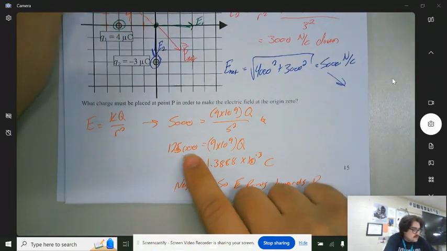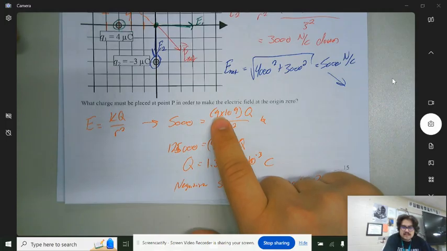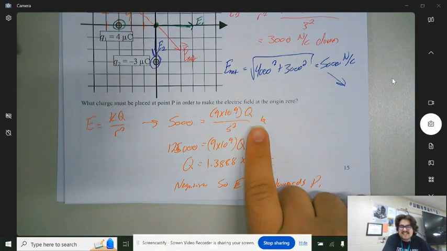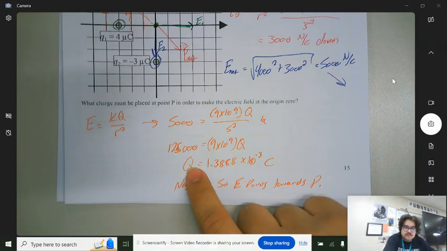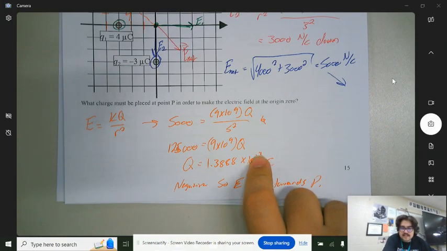And so then you'd plug everything in. You want the charge to give you an electric field of 5,000 newtons per coulomb. Then you plug in K, and you plug in your distance, which we just solved for. You would isolate Q, which is what you're looking for, and you should end up getting that Q is equal to 1.3888 times 10 to the -3 coulombs.